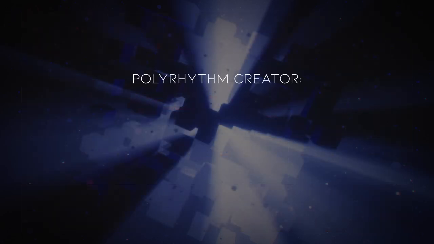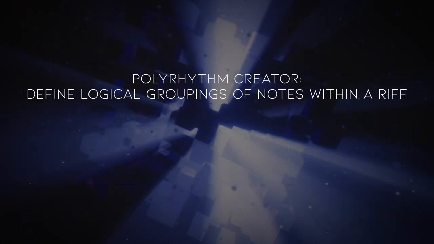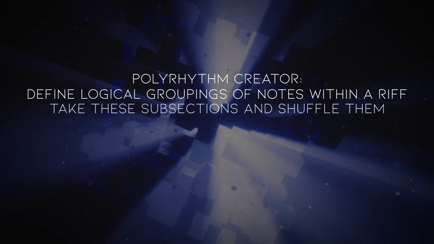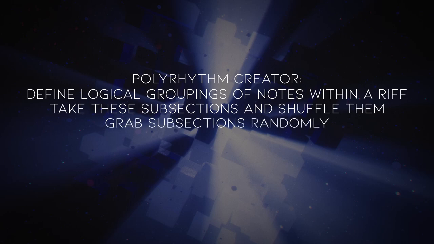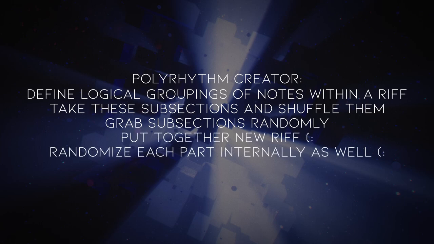So in my algorithm, I have detailed a bunch of notes that logically make sense together and given them to the polyrhythm creator. The polyrhythm creator then proceeds to shuffle that collection of riff parts and grabs a fixed number of these parts and pieces together a new riff. Every one of these parts has randomization built into it as well. So every time this algorithm is run, there are slight variations to every part of the riff that goes in the bag. The algorithms that use the polyrhythm creator are actually quite simple, because all they do is detail a bunch of random riff parts and then the polyrhythm creator does the rest.